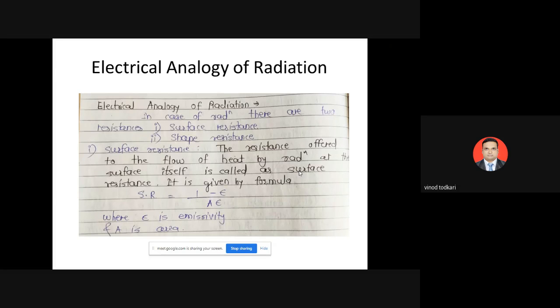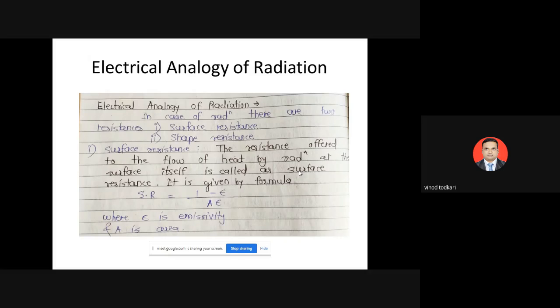In last lecture, we have seen electrical analogy of radiation. Similar to electrical analogy of conduction, there is electrical analogy of radiation. What is the meaning of the word analogy? The word analogy means similarity. Electrical analogy of radiation means the similarity of electrical circuits with thermal circuits, which are involving radiation heat transfer.